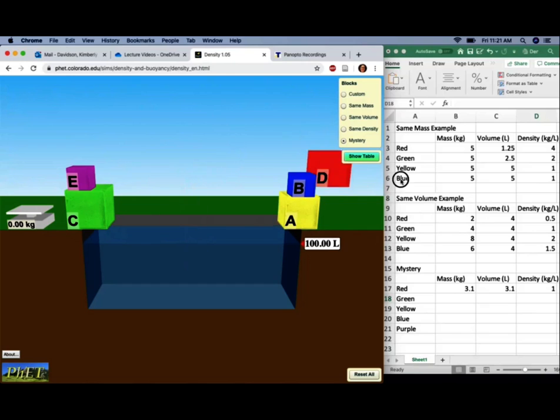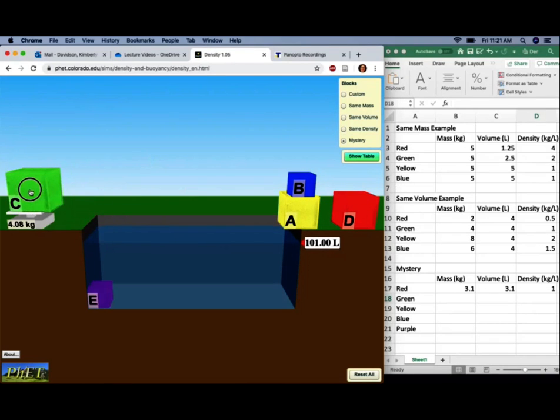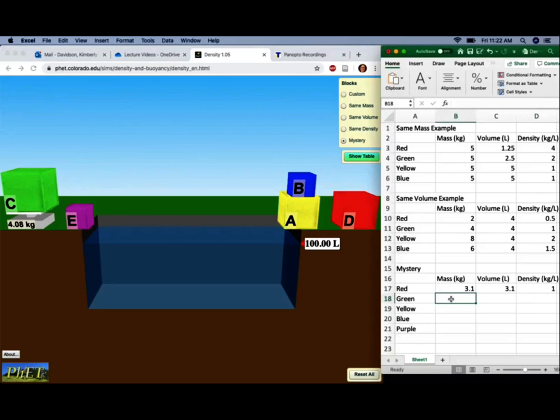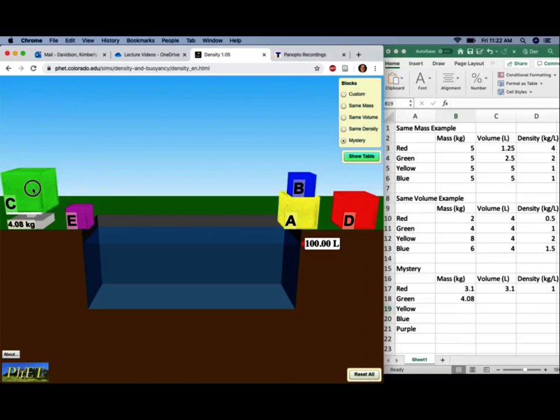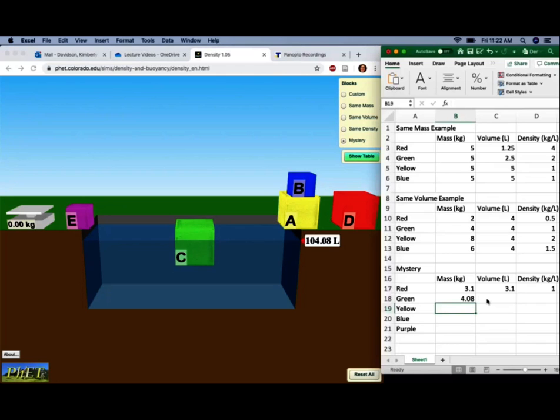Okay, so I'm just going to put the red cube off to the side. So the next one is the green cube. Oops, E decided to jump in the water. So the green cube has a mass of 4.08 kilograms. And then its volume is 4.08 as well. Interesting. Okay, so this also has a density of 1.